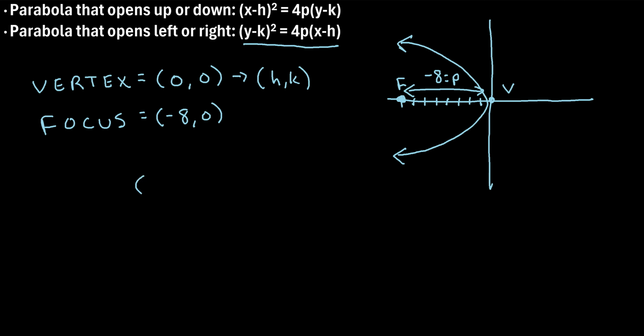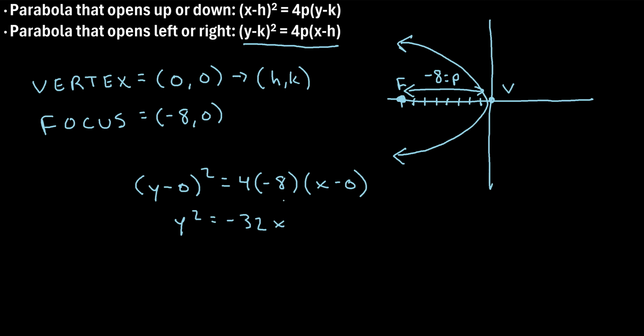So we can write our equation of this parabola as (y minus k) squared, where k is the y coordinate of the vertex, which is 0, is equal to 4 times p. So p we said is negative 8, times (x minus h). h is the x coordinate of the vertex, so that's 0. So we get y minus 0, that's just y, so we have y squared is equal to 4 times negative 8, which is negative 32. And x minus 0 is just x, so we're left with x. So our final answer is y squared is equal to negative 32x.